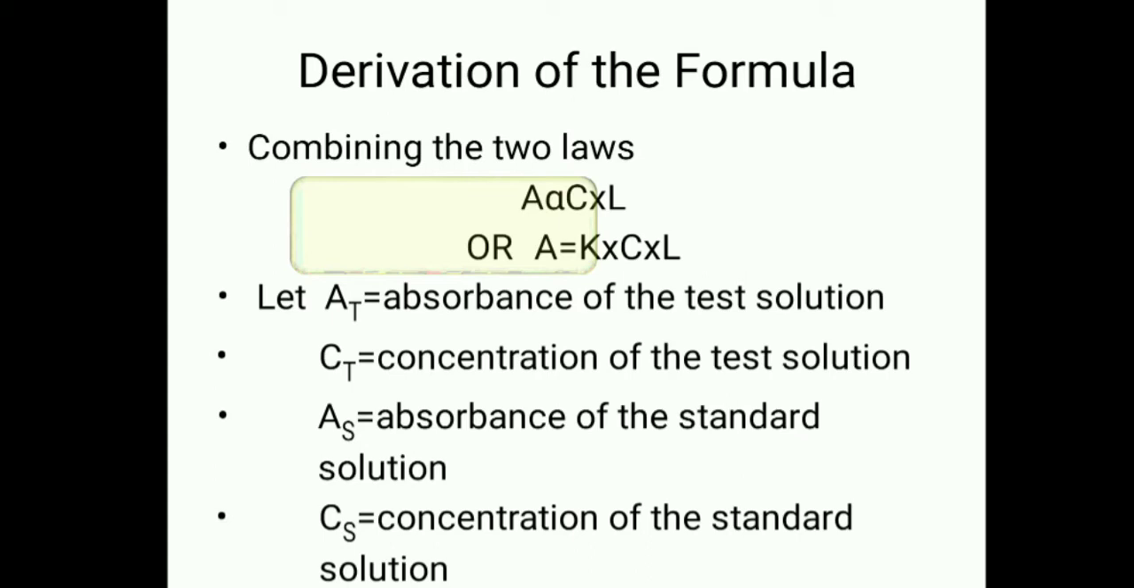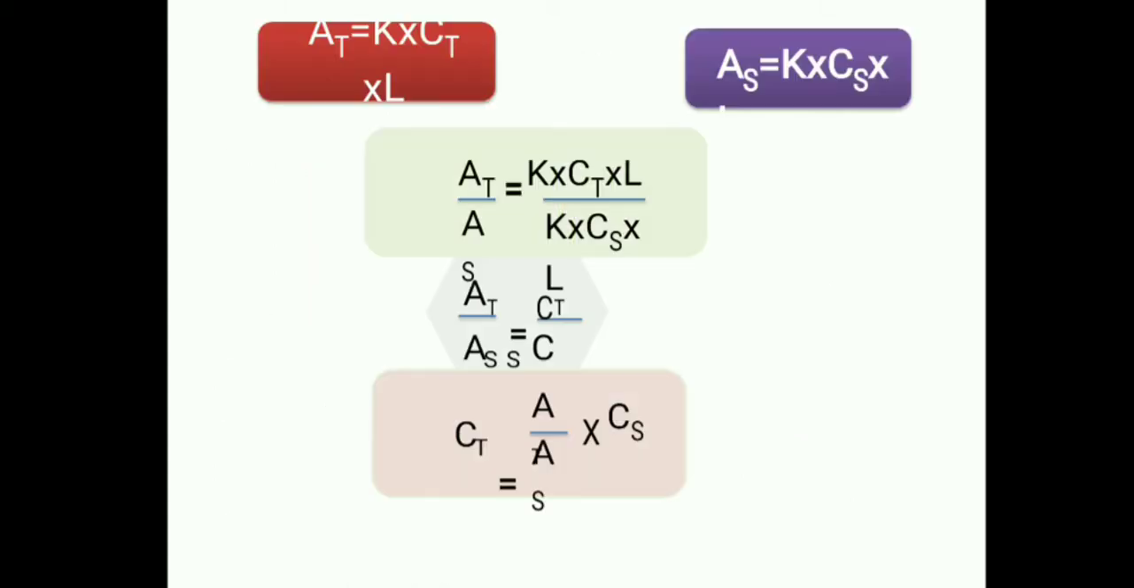Let AT be the absorbance of the test solution, CT the concentration of the test solution, AS the absorbance of the standard solution, and CS the concentration of the standard solution. So we have the equation AT is equal to K into CT into L. This one is for the test and another one for the standard: AS is equal to K into CS into L.